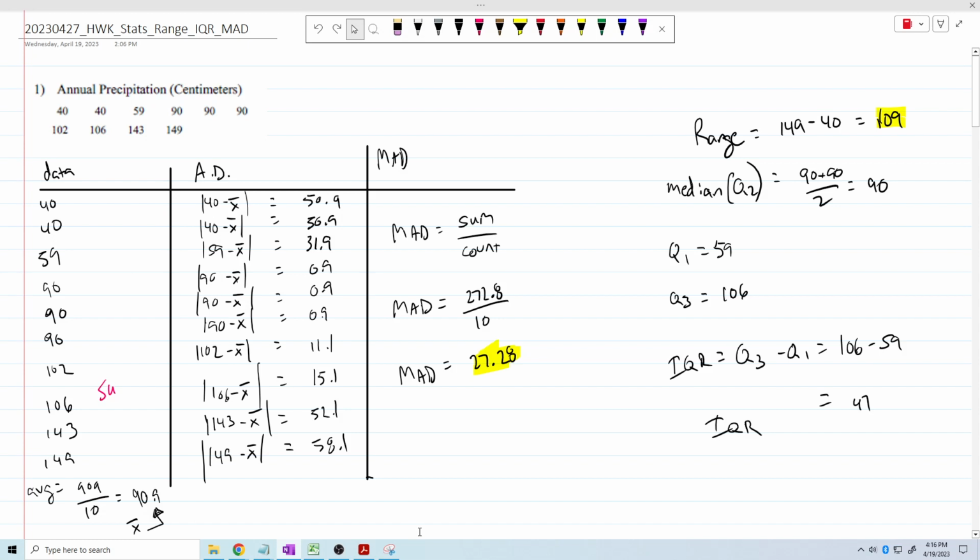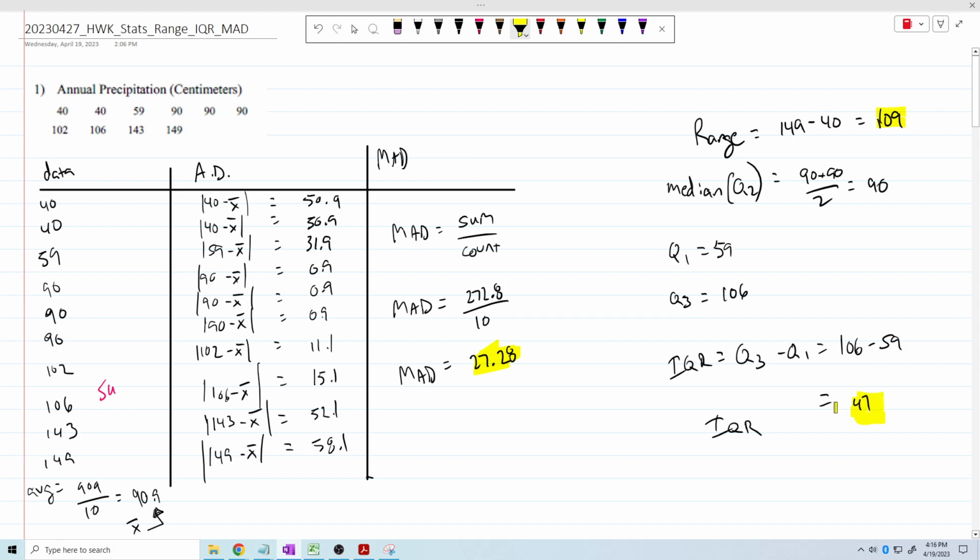Anyways, yes, please do this for each of the remaining problems. Now, that was one. We had to find out what the range was. Well, remember, the range is fairly simple. Take the biggest number of our data set, so in this case, 149, subtract the smallest number, 40. When you do that, you get an answer. Not too bad there. The next thing you have to do is calculate the interquartile range.